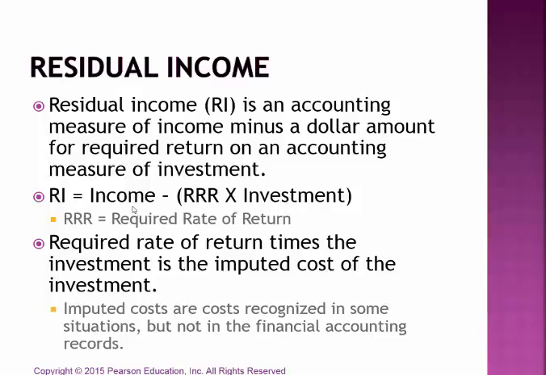Is there a chance we've got a negative number that could result from this? You betcha. And that would be the negative amount of residual income. RI means that as long as a subunit earns a return in excess of that required rate of return, then the subunit could or should continue on.